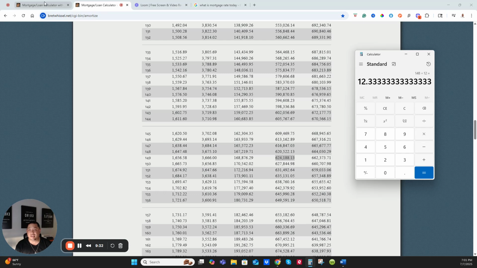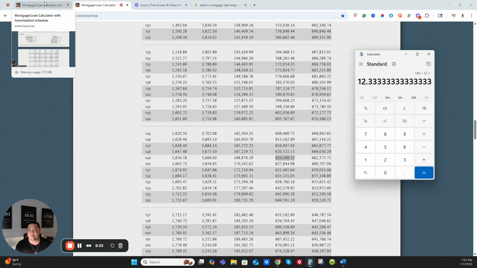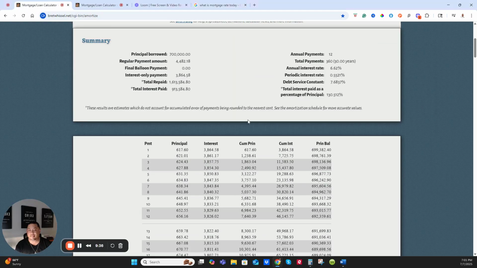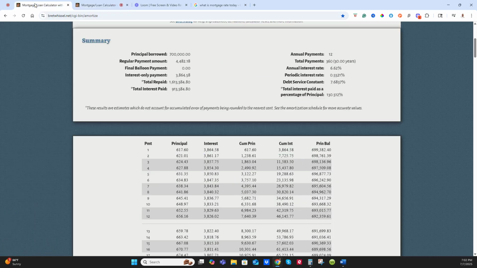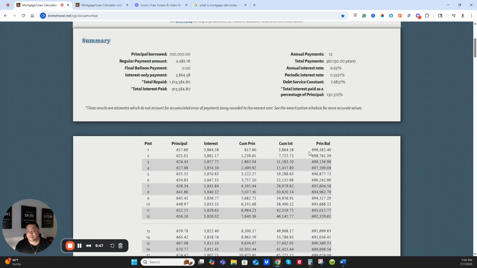Let's look at your other loan after you made your first payment and see where the balance is there. Where are we at? Right here. 662, right? After you make your first payment, you're already down $37,000. So this is why you need to understand how the amortization schedule works.